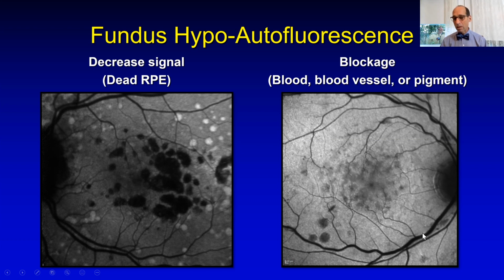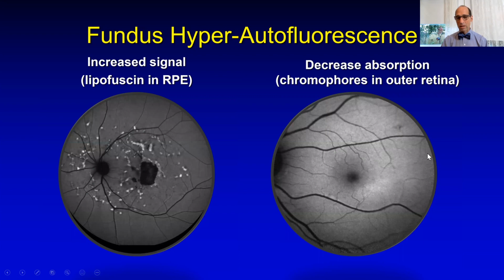In every single autofluorescence image you look at, you'll see the blood vessels block, so they're dark. The blood vessels block, the nerve is an absence of autofluorescence, and then this patient has a couple of spots of blood. Spots of blood will show up pretty nicely. I think this was a central vein occlusion patient. Spots of blood will show up nicely on autofluorescence. So either blockage or decreased signal gives hypoautofluorescence, while increased signal, decreased absorption, or a window defect would be hyper.